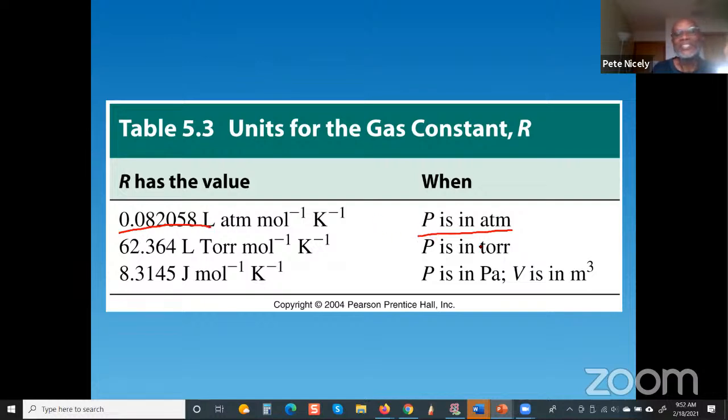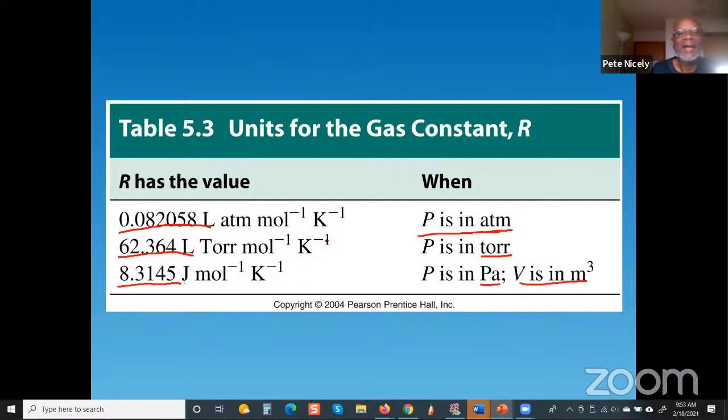However, if you switch from P being expressed in atmospheres to P being expressed in torr, then this would be the value of R, the molar gas constant. And then here, if the pressure is expressed in pascals and the volume is expressed in meters cubed, then the value of R will be this right here. And the units will be joules per mole Kelvin.